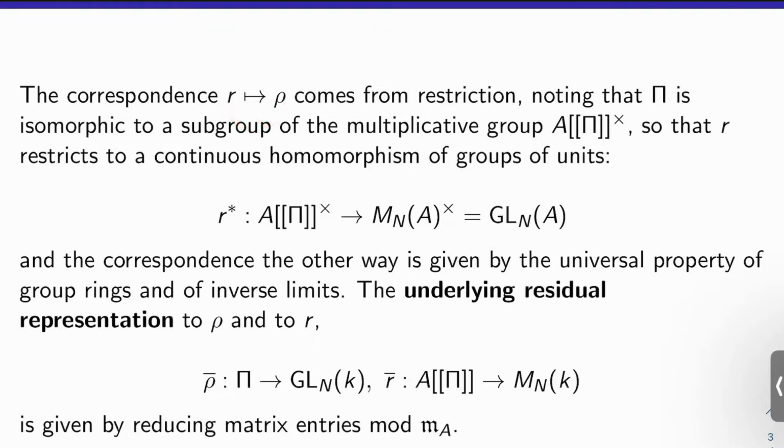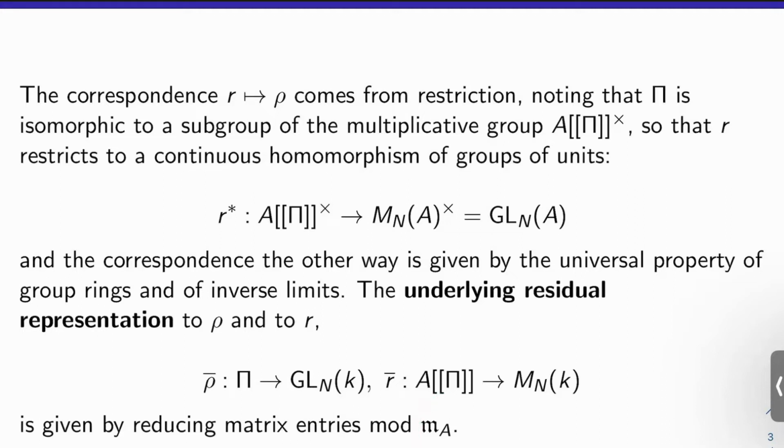Okay, so then given R or rho, one of the two, we have an underlying residual representation associated to rho or R. So we have rho bar, which is a map from pi to GLN of K given by reducing entries of the matrix mod MA. We already know this from last video, for example. But then we also have a residual representation attached to R, which is R bar, which is a map from A bracket pi to Mn of K. And again, that's just given by reducing the entries of the matrices in question mod MA, the unique maximal ideal of A.